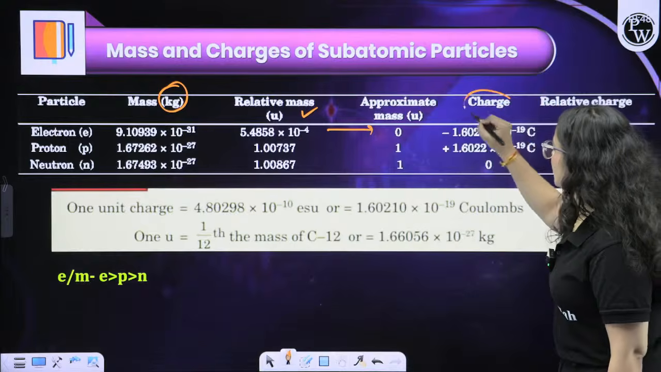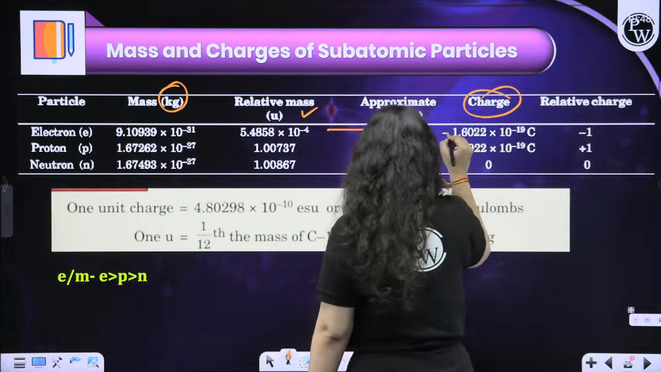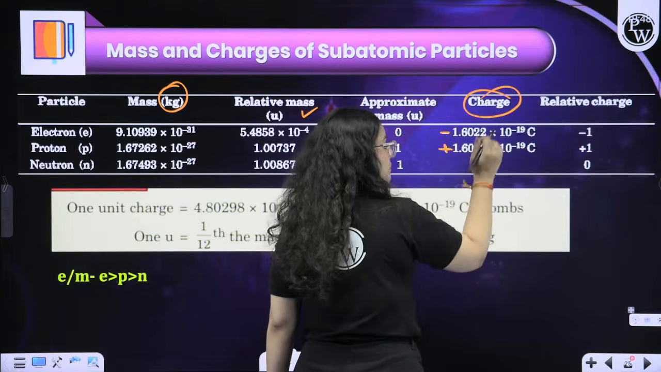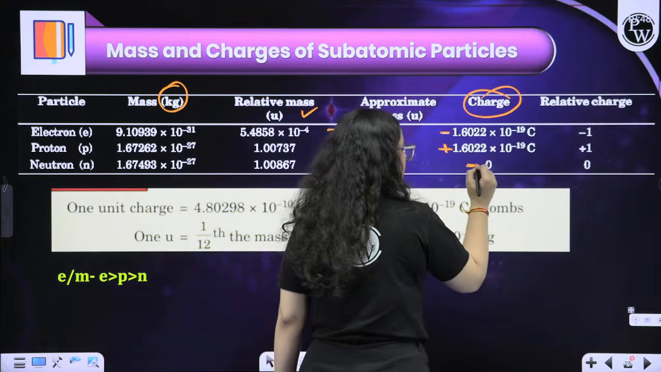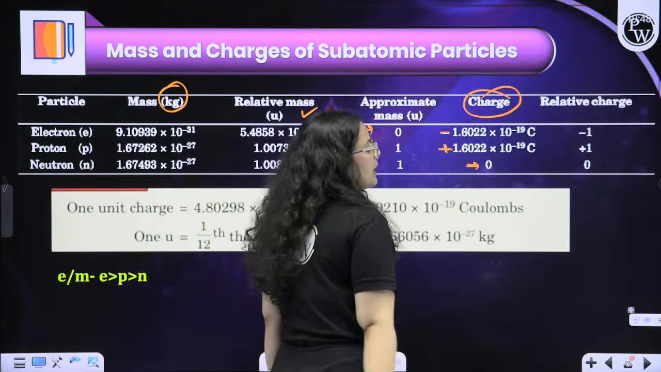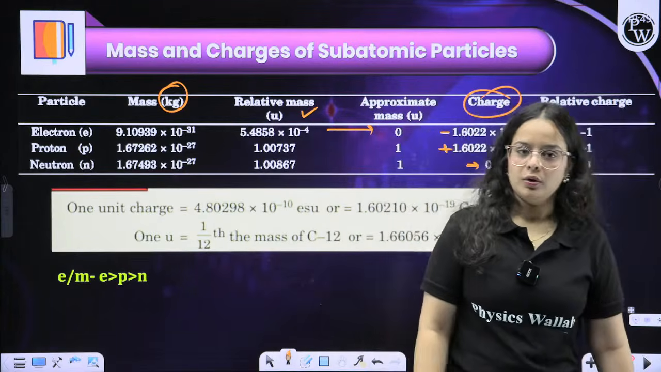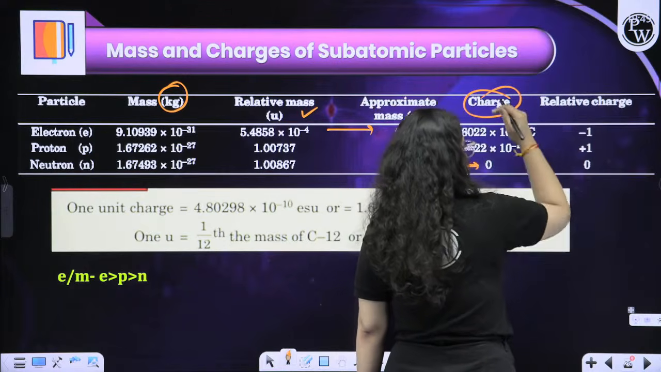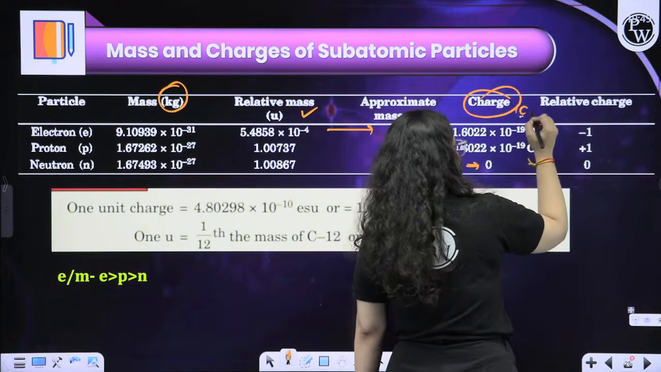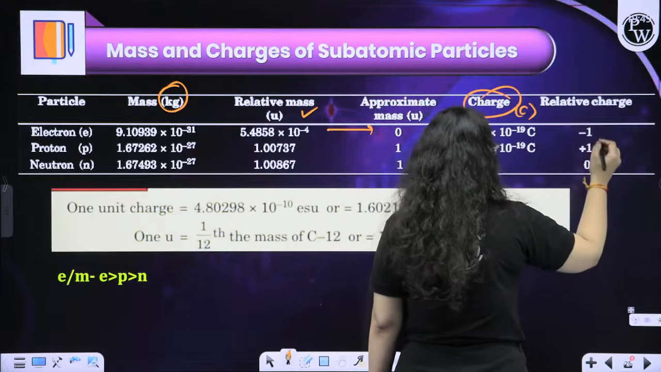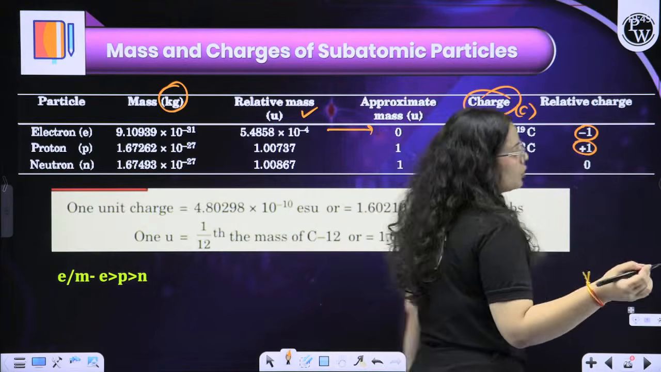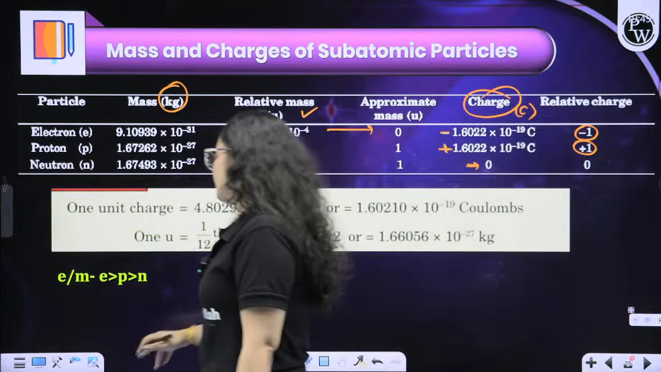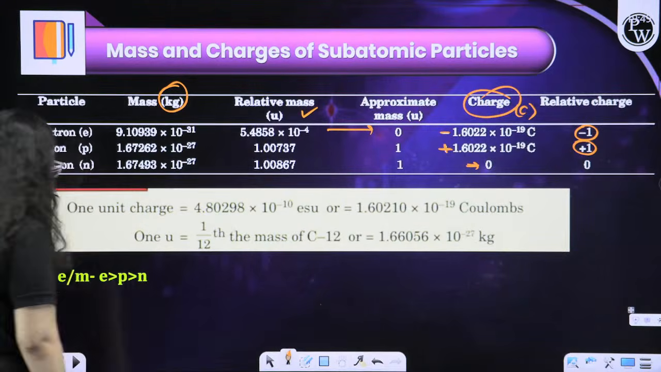Moving on to the charges that they carry. Beta, this is just the opposite sign of charges for electron and proton. The magnitude is the same, and the neutron carries a neutral, that is net 0 charge. If we relate them, these are the actual charges in coulombs, and these are the relative charges: electron is -1, proton is +1, and neutron carries 0 overall charge.